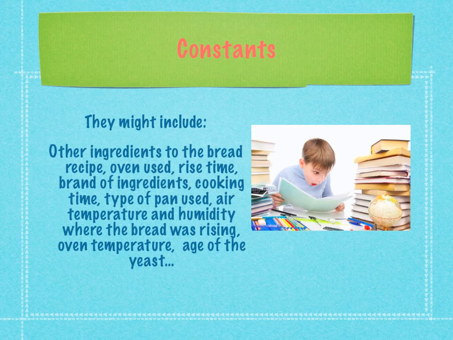Well, here's some examples, like the other ingredients: flour, salt, water. Also maybe the oven that you use. You can't cook in 3 different kinds of ovens. The rising time needs to all be the same. The brand of every ingredient needs to be the same. The cook time, the pan, the air temperature, and so on and so forth.